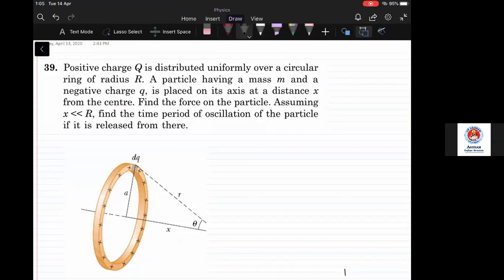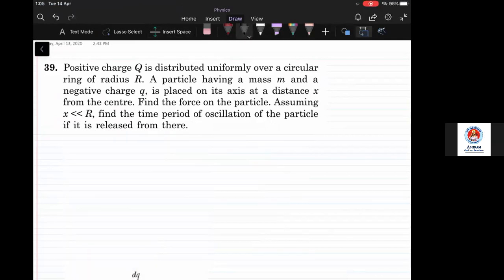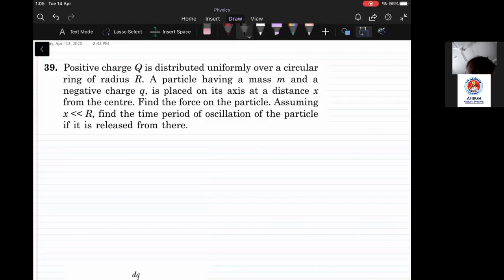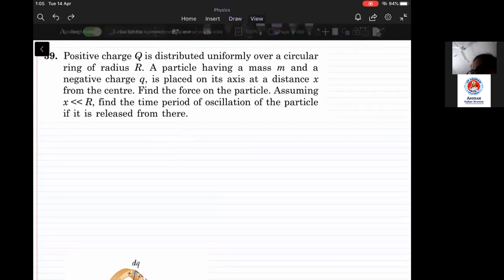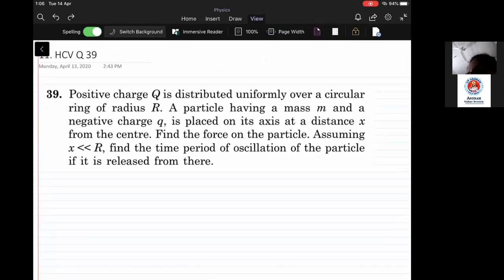So this is a question from H.C. Verma only. And the diagram that I have introduced here is just to remind you that we have done this derivation yesterday. You have to apply that derivation result in this problem. Let me give you 2 minutes to try.